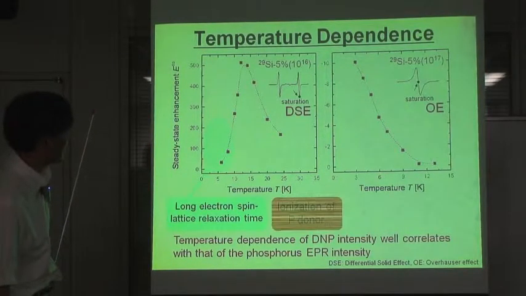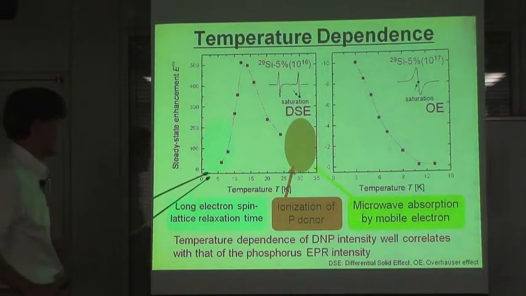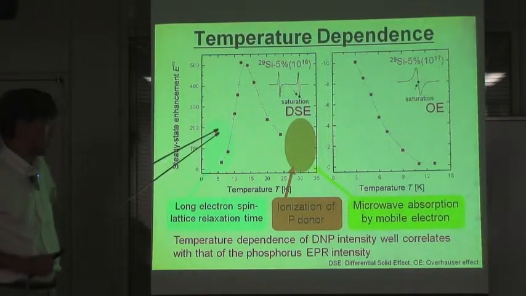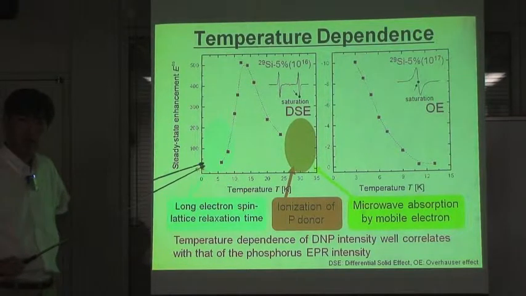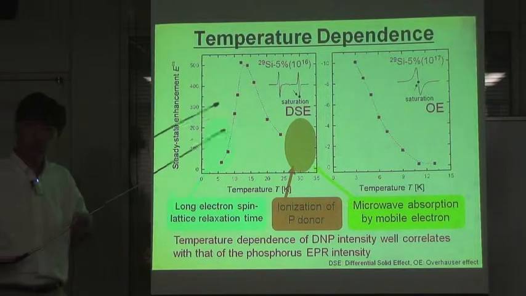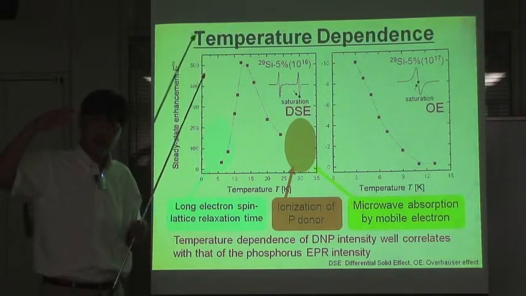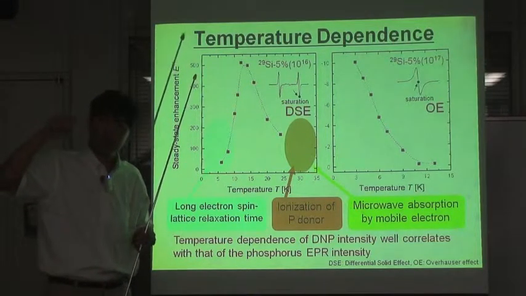So why is NMR intensity low in temperature below 10 Kelvin? At such low temperature, phosphorus electron relaxation time becomes very long.